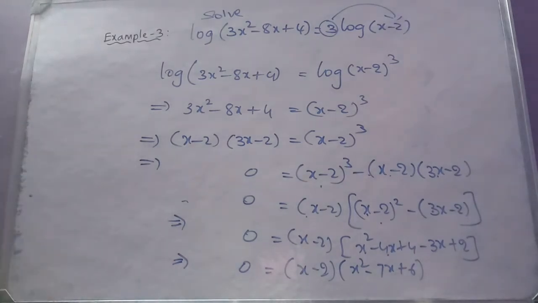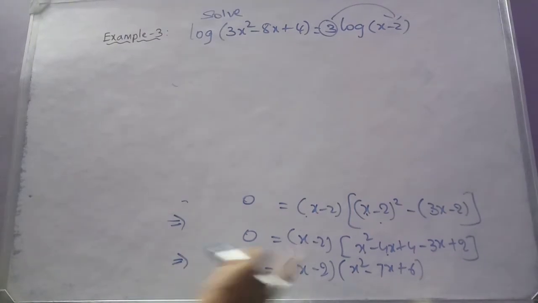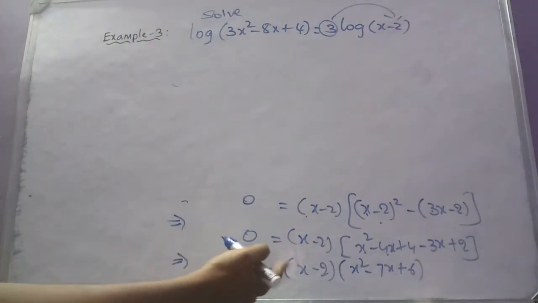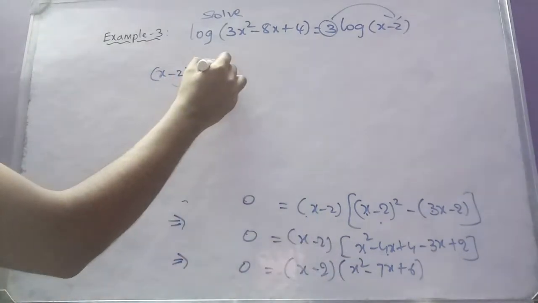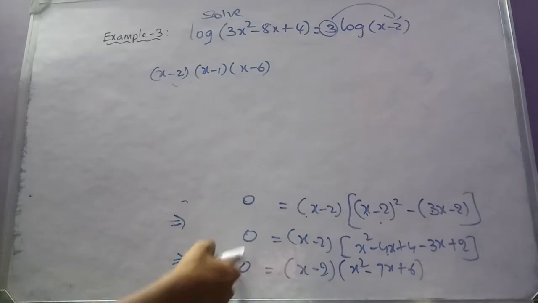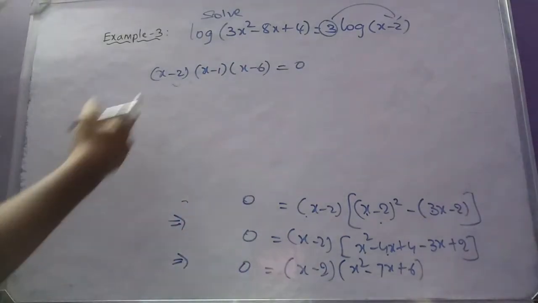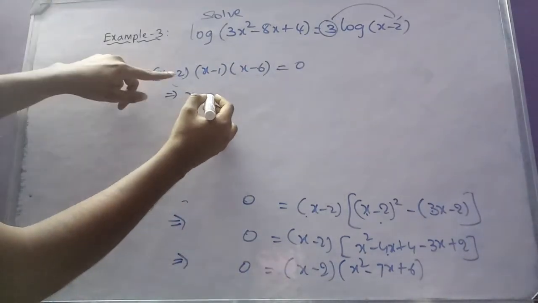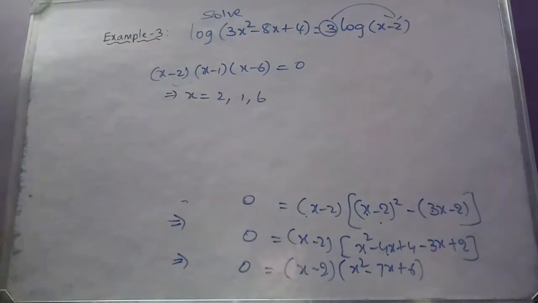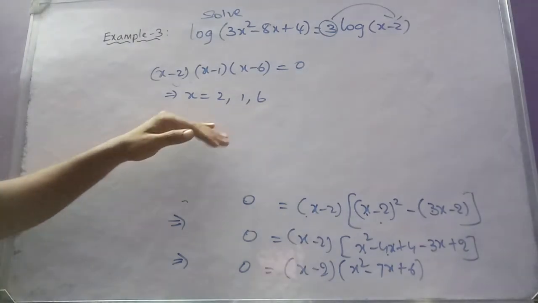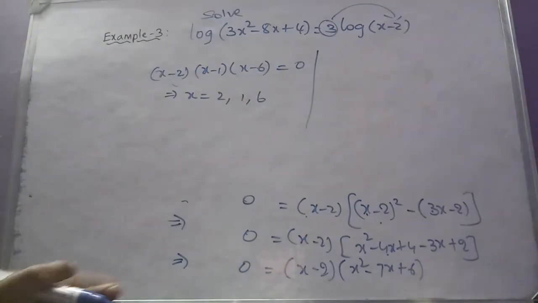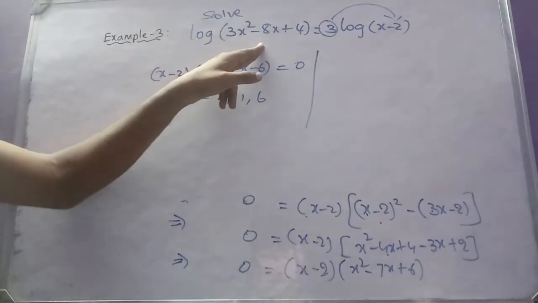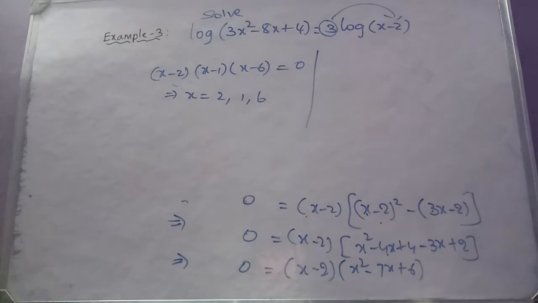So I'll erase this part. So now if you factorize this quadratic polynomial, and if I rewrite x minus 2 into, if I factorize this, I will get x minus 1 into x minus 6. So equal to 0. So from this we'll get x is equal to 2, 1 and 6. Now you are supposed to check among these three solutions which will satisfy the equation and which will not. So for that, as I told, it is not required that you should take both f of x greater than 0 and g of x greater than 0. Any one if you take, it is enough.